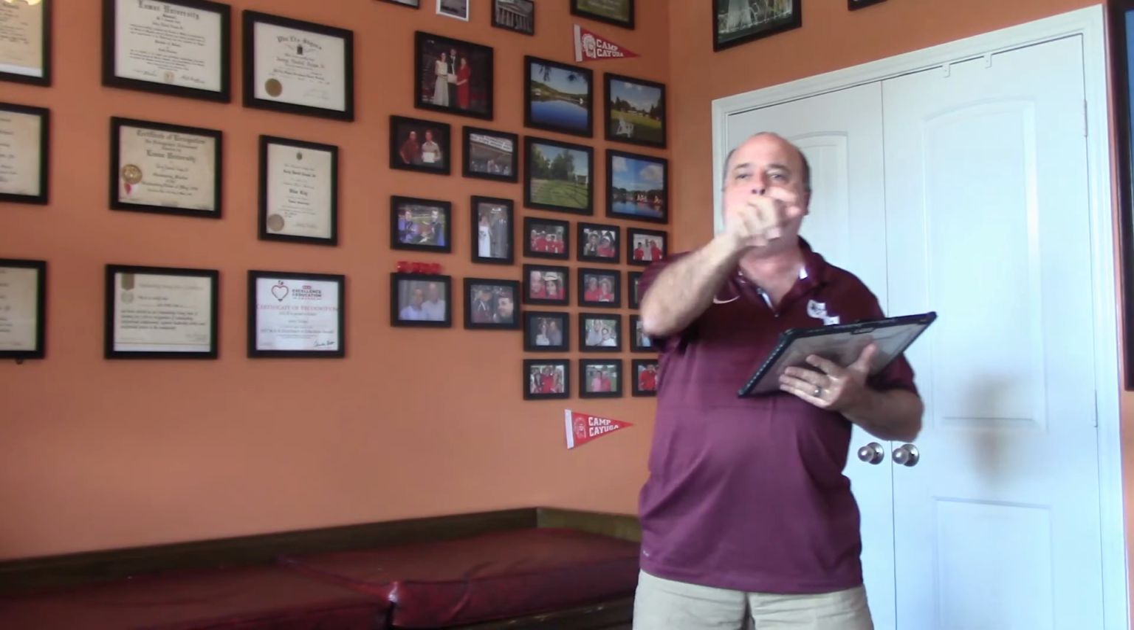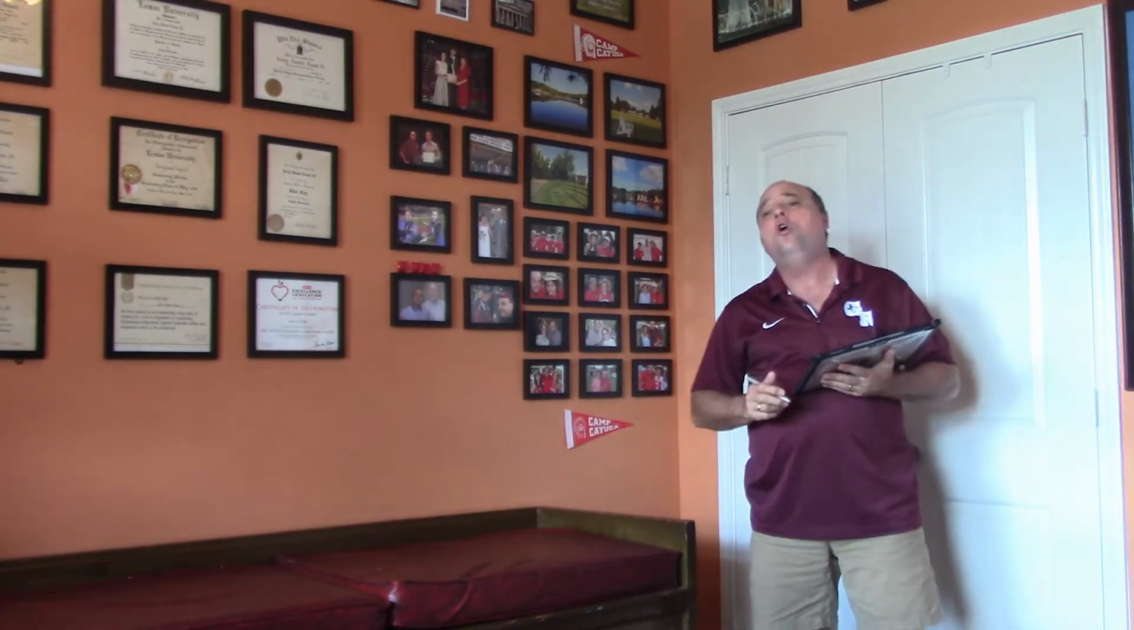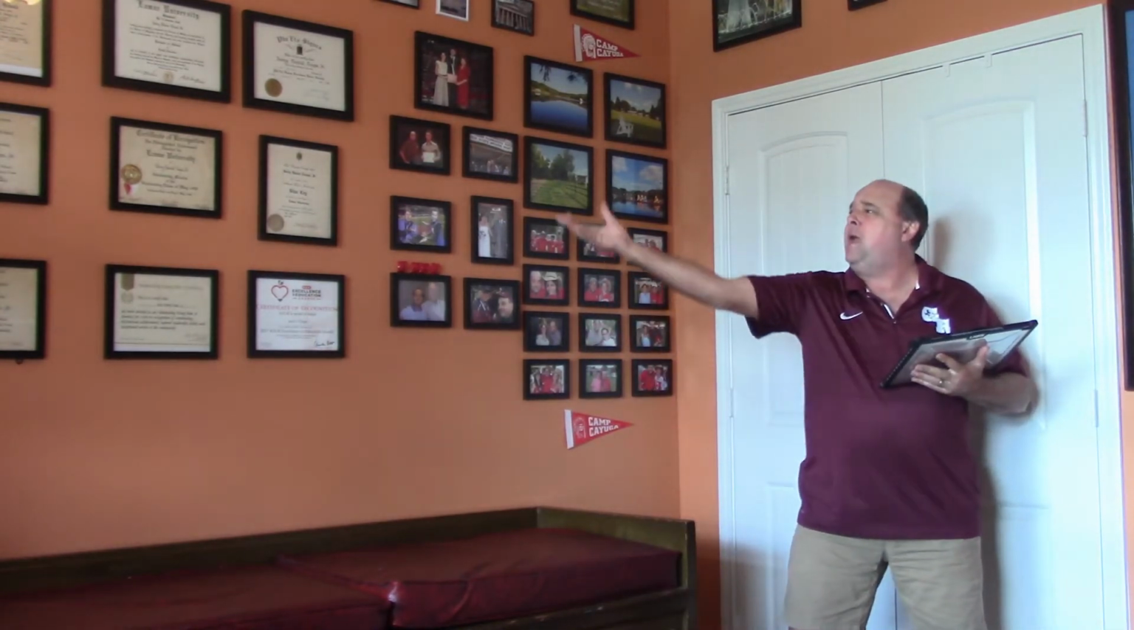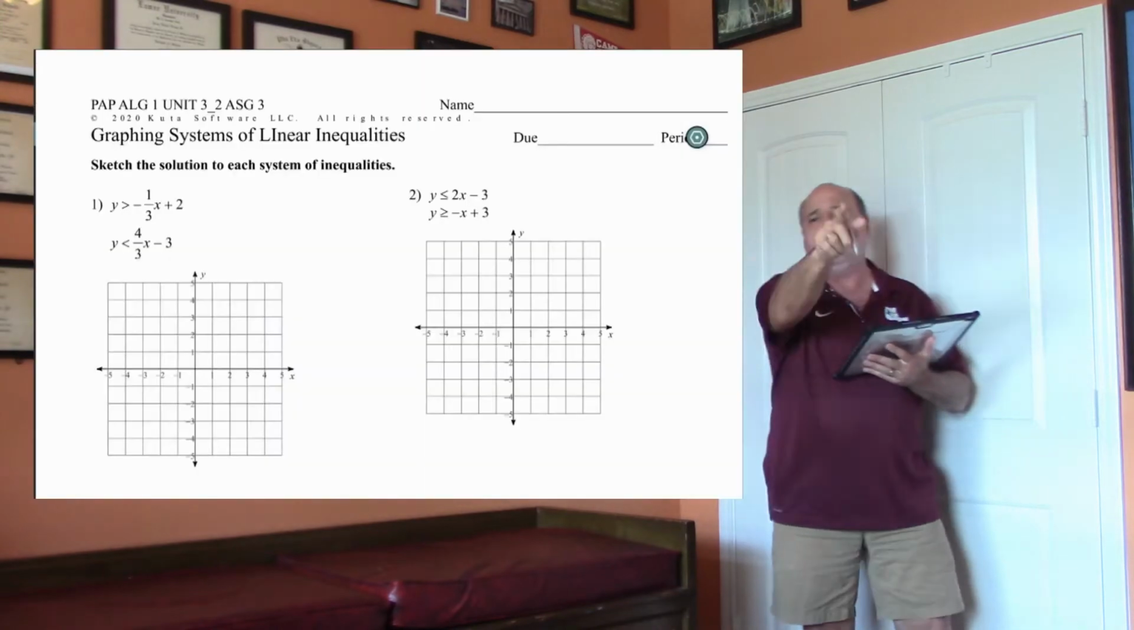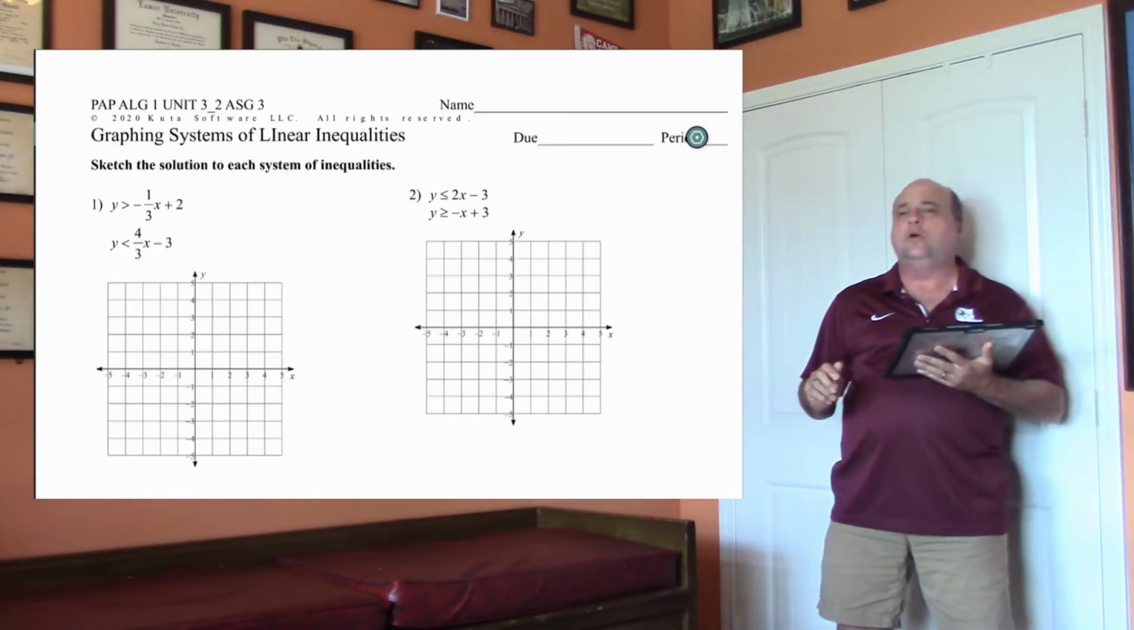Today we're going to graph systems of linear inequalities. So we will not graph one line, we will graph two lines, and then we'll figure out what part needs to be shaded. And a magical whiteboard appears, and we are going to start rocking and rolling on your homework.